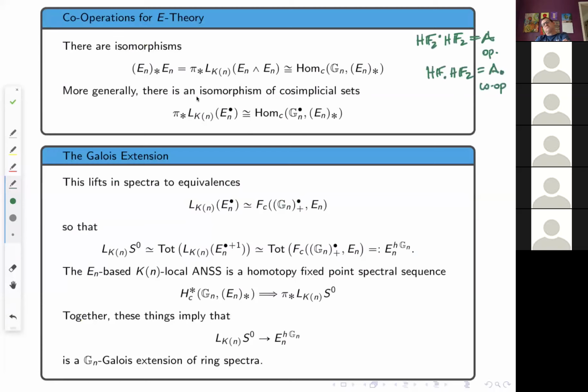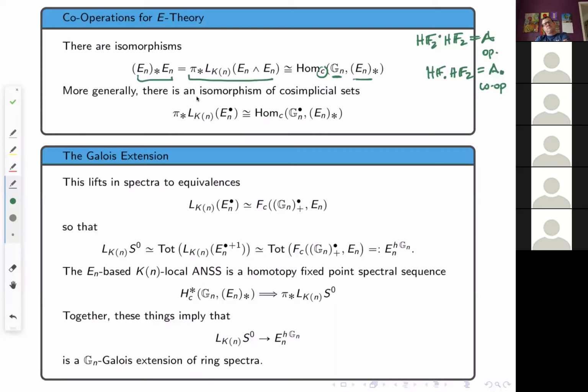We've seen MU star MU, those were MU co-operations. Well, in fact, there is an isomorphism. En star En is by definition this thing, and it turns out that it's isomorphic to functions from Gn to En star. The C means continuous. These things have topologies, and you have to take them into account. So it's going to be continuous functions from Gn to En star.